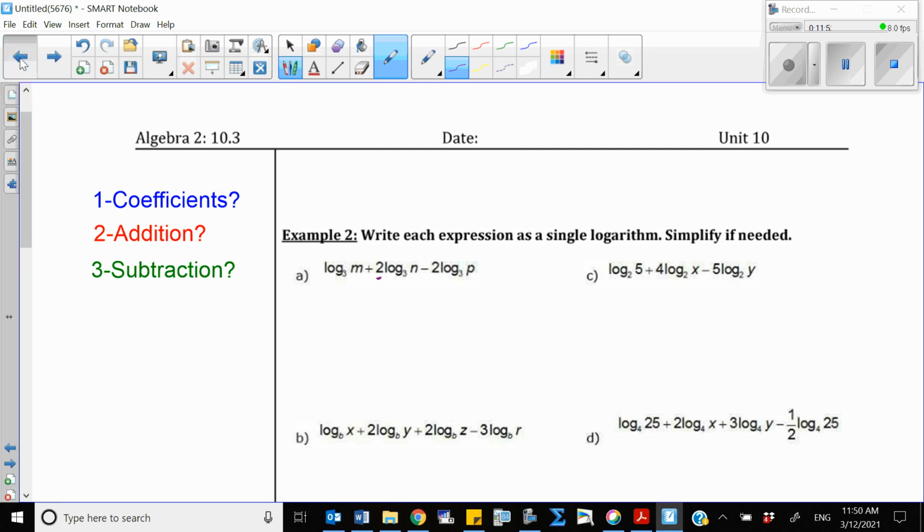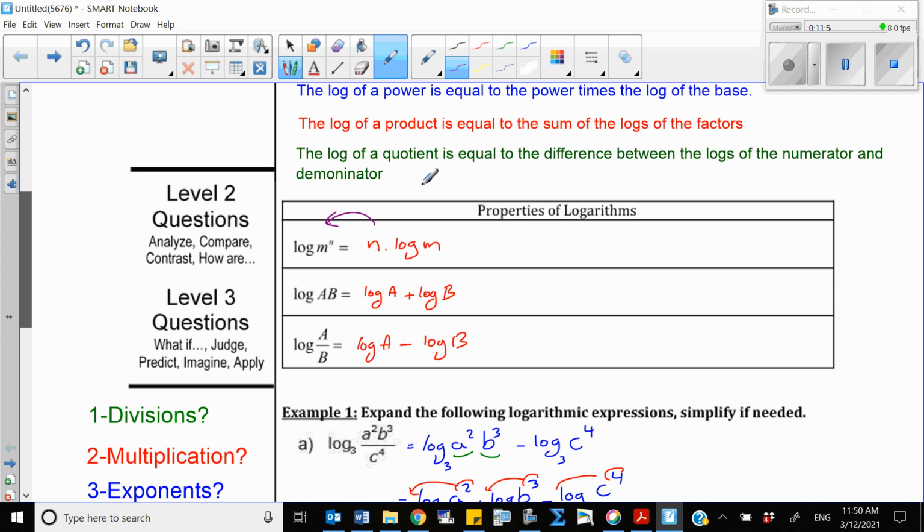So what happens in each case? If I have a coefficient in front of the log, that means it was basically an exponent, so I'm going to move it back to the power. So that's the first one, if I have a coefficient. If I have addition, that means it was basically the log of a product. So addition of logs can be written as the log of a product.